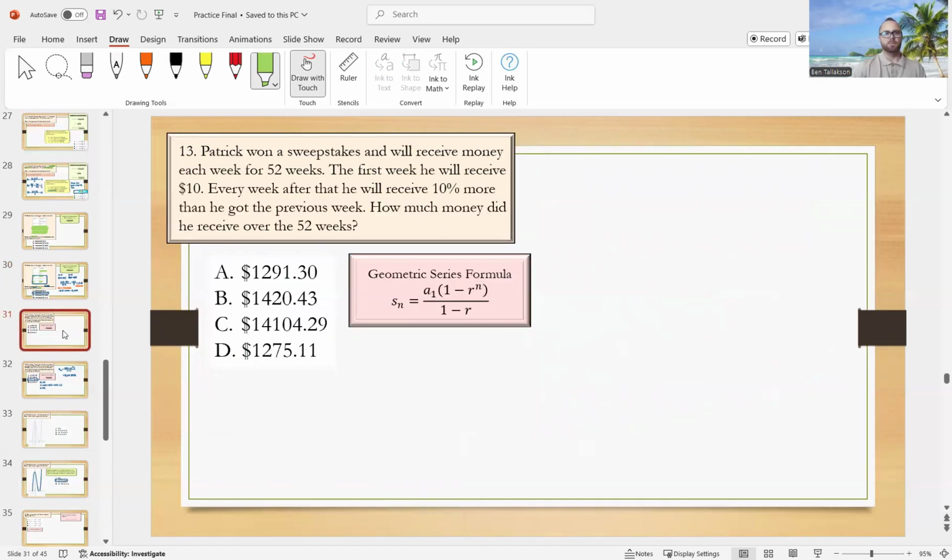13. Patrick won a sweepstakes and will receive money each week for 52 weeks. All right. Good job, Patrick. The first week, he'll receive $10. That doesn't seem too great, does it? But every week after that, he'll receive 10% more. 10%. That's super important. Than he got the previous week. How much money did he receive over the 52 weeks?